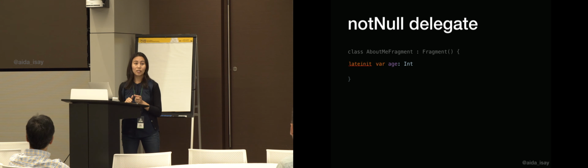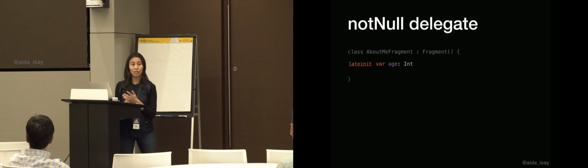But you cannot use a lateinit variable for primitive or top-level properties. Like in this example, you cannot use lateinit for integers because it will give you a compiler error. And for this kind of cases, you have to use notNull.